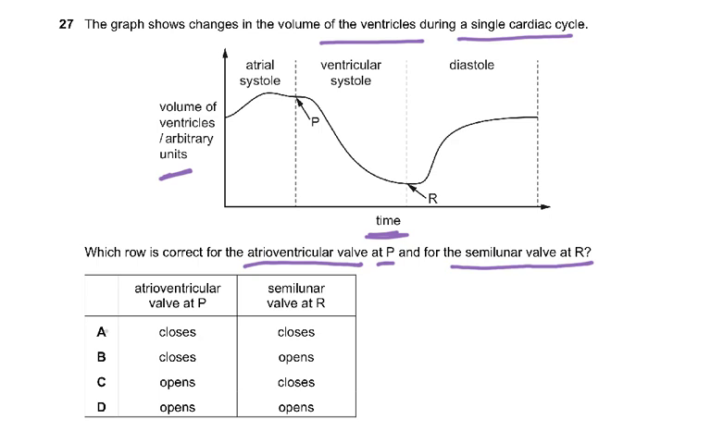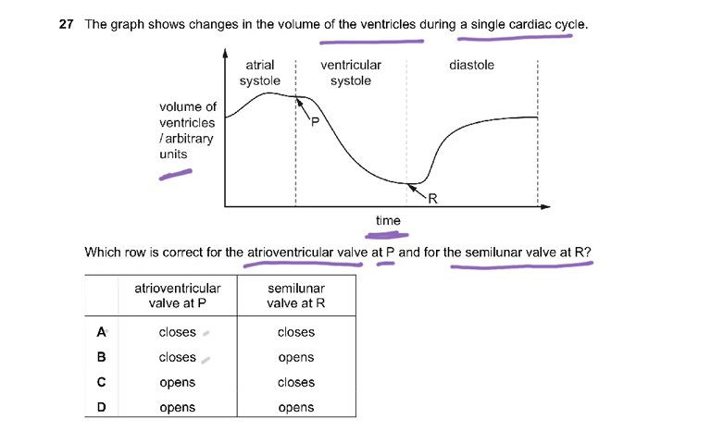Now, atrioventricular valve at P. When the volume of the ventricles has risen, it remains high and then it starts to decrease, so ventricular systole is starting, so the atrioventricular valve must be closed. It's either this or this.